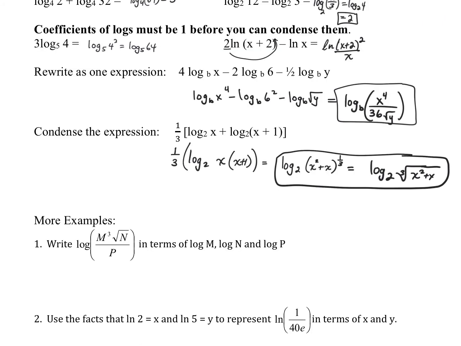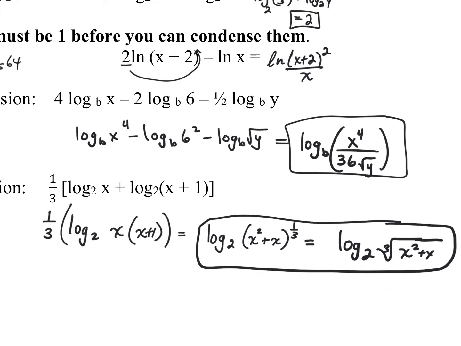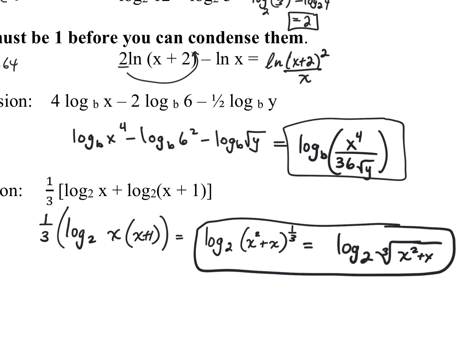All right, let's check in and see how we did on those 2. First, we had to rewrite as a single expression. We had the log base b of x minus 2 log base b of 6 minus 1/2 log base b of y. My first move is to get those coefficients dealt with, right? We don't want to deal with those leading coefficients. We want those to become exponents. So the 4 becomes an exponent, the 2 becomes an exponent, and the 1/2 becomes an exponent.